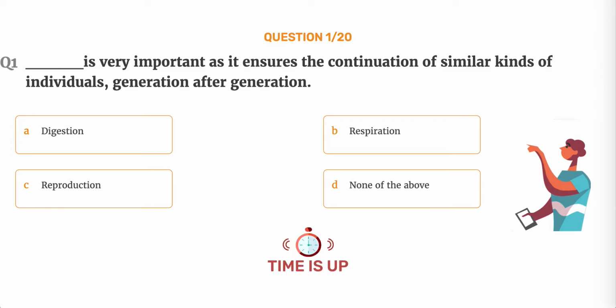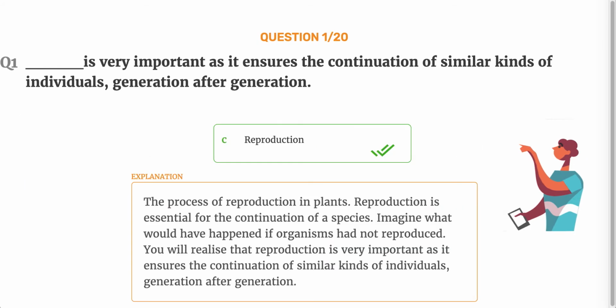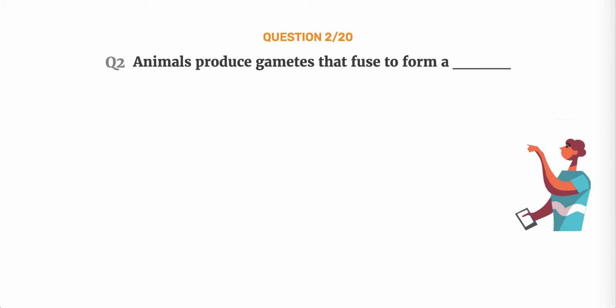The correct answer is option C. Reproduction. The process of reproduction in plants. Reproduction is essential for the continuation of a species. Imagine what would have happened if organisms had not reproduced. You will realize that reproduction is very important as it ensures the continuation of similar kinds of individuals, generation after generation.